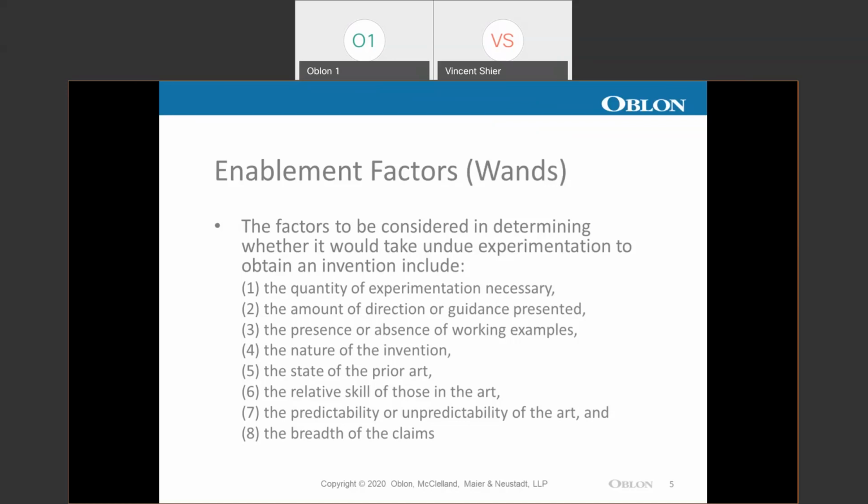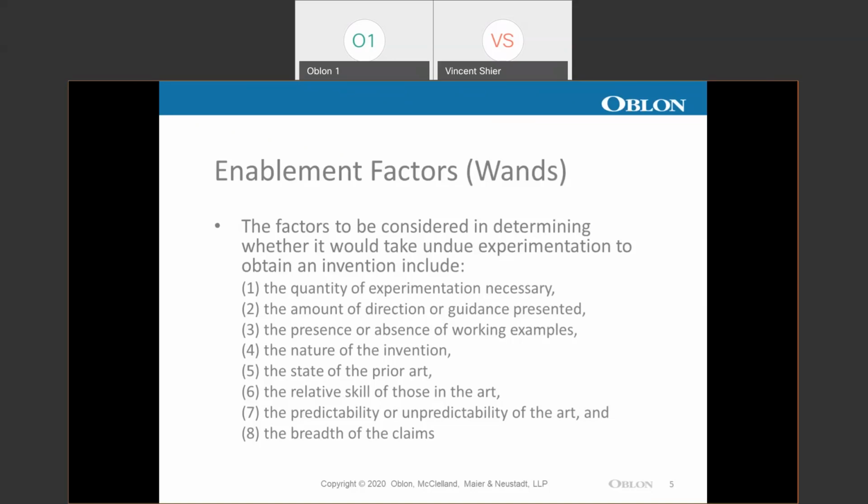Well, one important element that is reviewed is the unpredictability factors. For example, in In re Marzocchi, the court held that unpredictability of chemical reactions may be enough to create a reasonable doubt as to whether disclosure enables the claim. Most chemical reactions and physiological activity involve unpredictable factors, and the scope of enablement varies inversely with the degree of unpredictability. Another analysis related to the unpredictability is whether there are inconsistencies in the data that's presented in the specification.